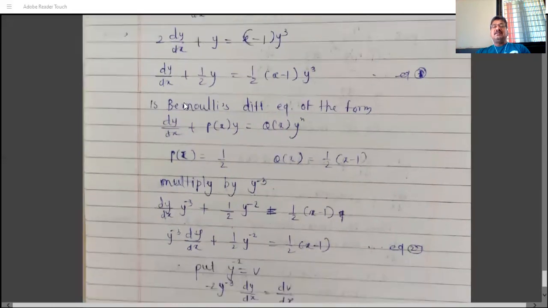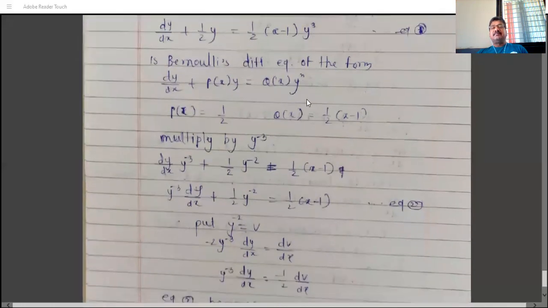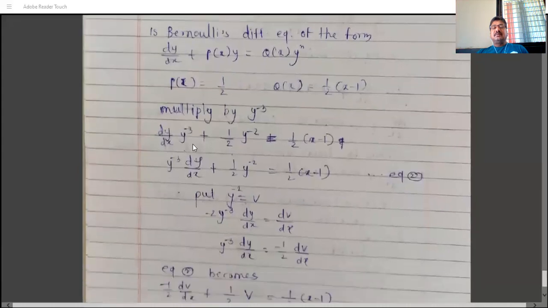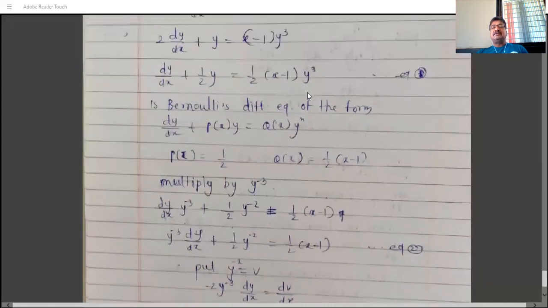And this is Bernoulli's differential equation of the form dy by dx plus P(x) y is equal to Q(x) y raised to n. Here P(x) is 1 by 2, and Q(x) is 1/2 (x minus 1), with y raised to n. Obviously n is 3. And so we multiply by y raised to minus 3.